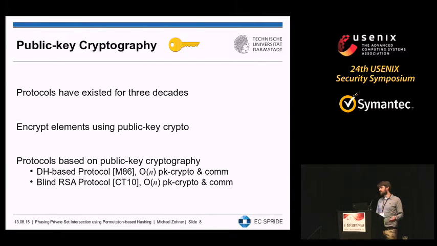And as the name suggests, they typically use public key crypto. So they just encrypt the element, send them over, and do some blinding, kind of. Two very good examples for these protocols are the Diffie-Hellman-based protocols by Meadows and the blind RSA protocol by De Cristofaro and Tsudik. Both of these protocols need around linear in n public key operations and messages sent, where n is the set size.